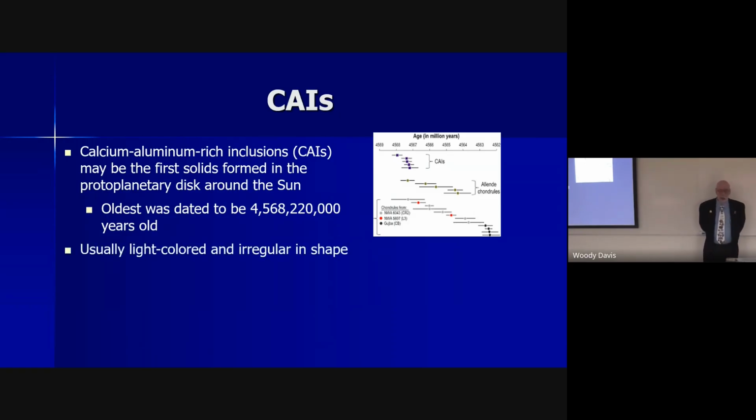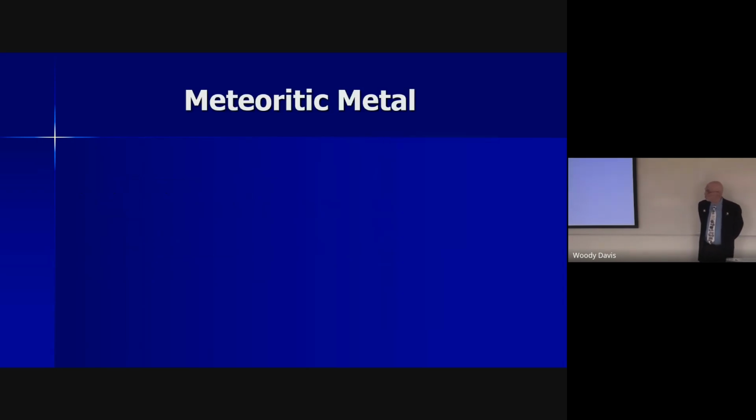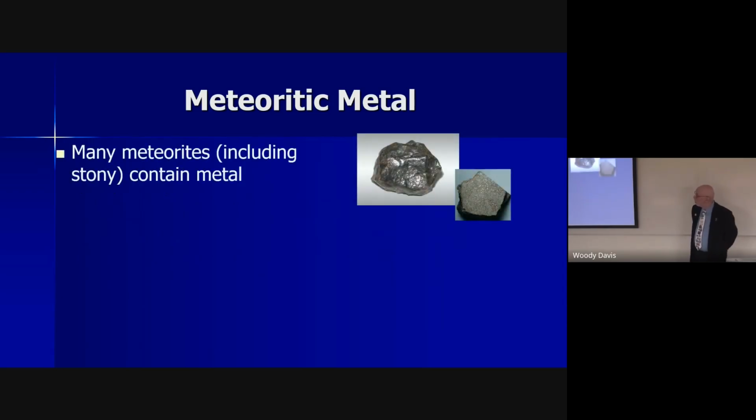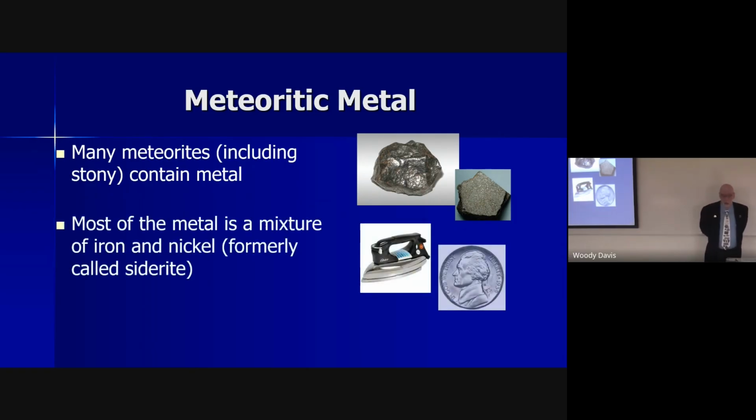They're usually light colored and irregular in shape, and so some chondrites contain CAIs. In terms of metallic, many meteorites, including stony meteorites, by the way, contain actual metal. And the metal used to be called siderite, but they're a mixture of iron and nickel. I'd like to ask kids how many know what this thing is.